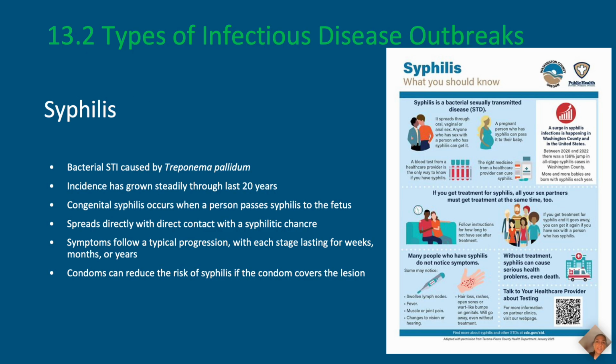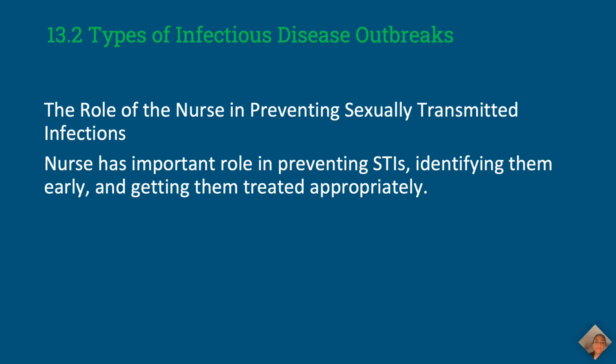In terms of bacterial STIs, the incidence of syphilis has grown through the last 20 years. Congenital syphilis occurs when a person passes syphilis to a fetus. It spreads through direct contact with a syphilitic chancre, and symptoms follow a typical progression of stages, each lasting for weeks, months, or years. And again, this is one where condoms can reduce the risk if they are covering the lesion.